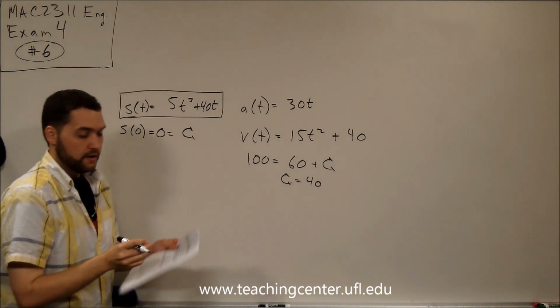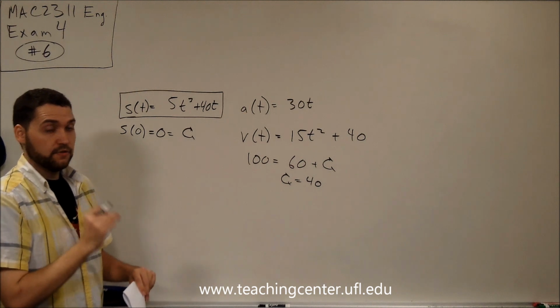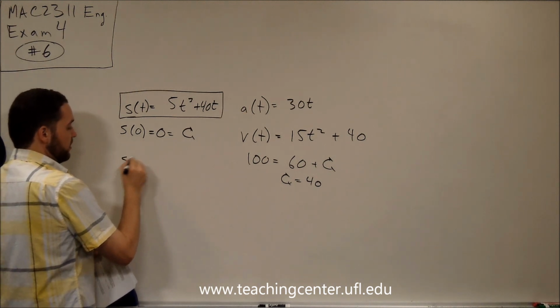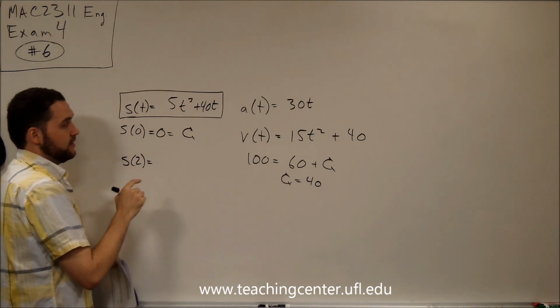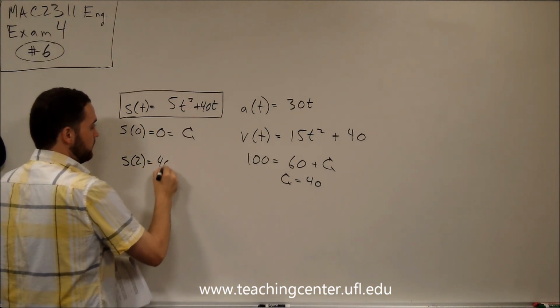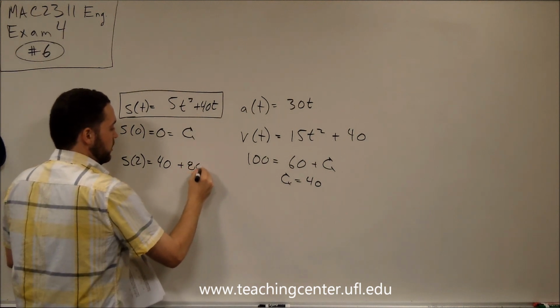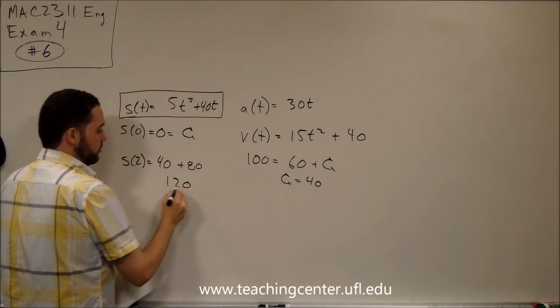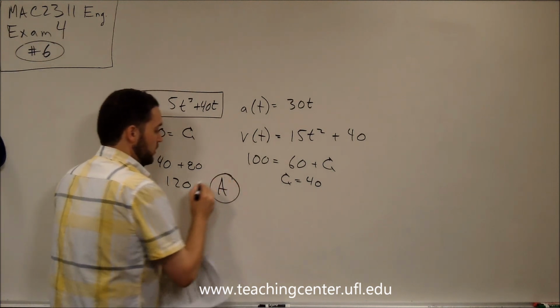So you can just get rid of the c, and then this is going to be your position function. Now that's not your answer, because what they wanted to know was the height at t equals 2. So now we need to say, what is s of 2? If you plug 2 into this, 2 cubed is 8, and 8 times 5 is 40, and then 2 times 40 is 80, and 40 plus 80 is just going to be 120. And 120 is answer choice A. That's all there is.